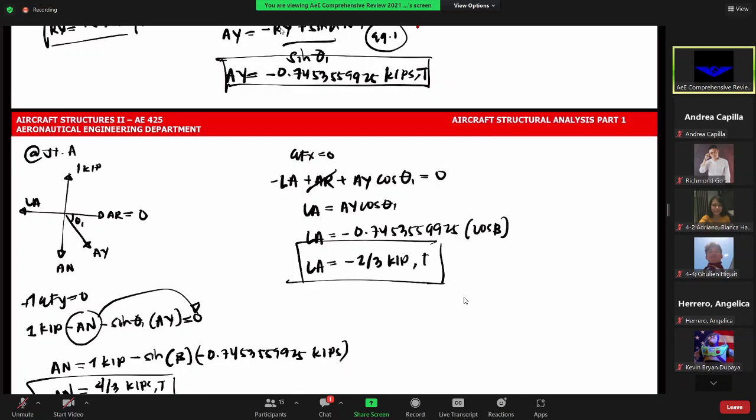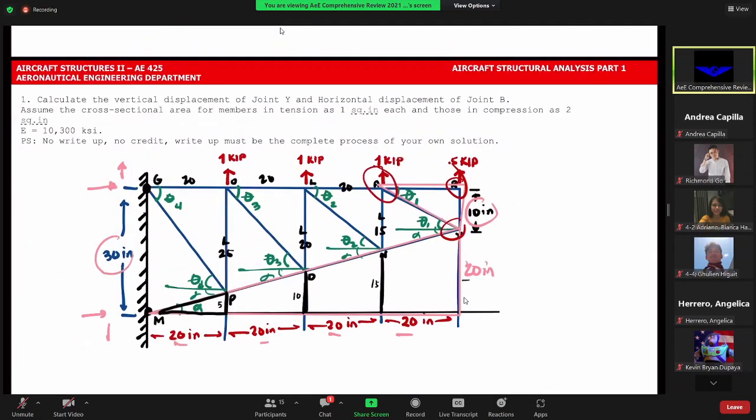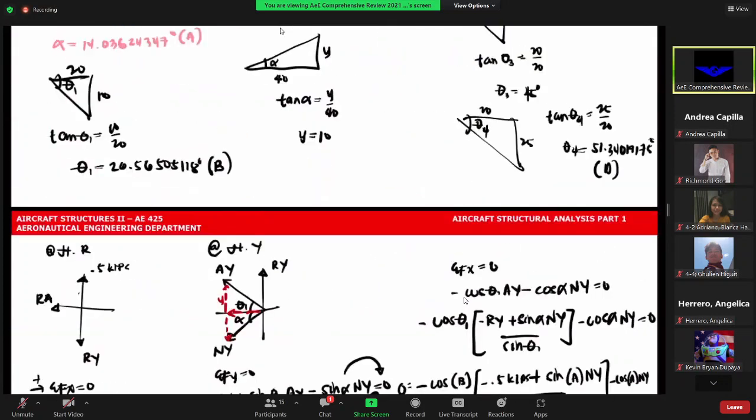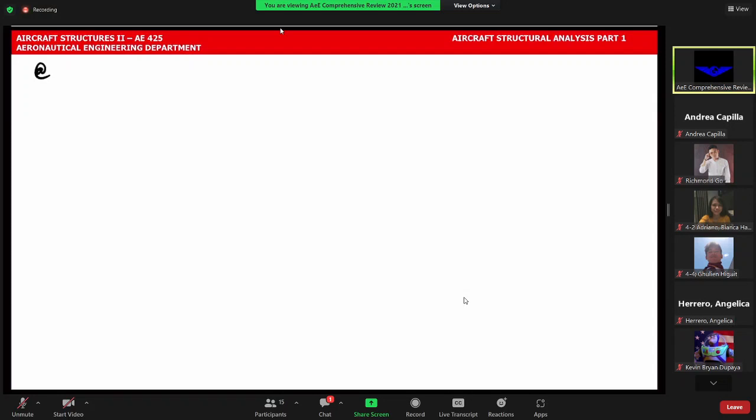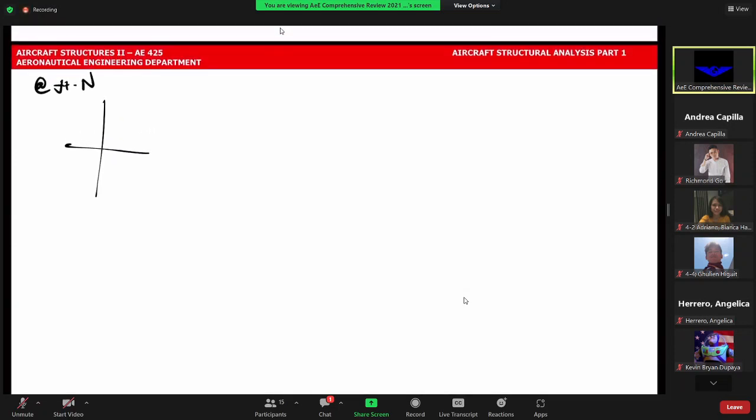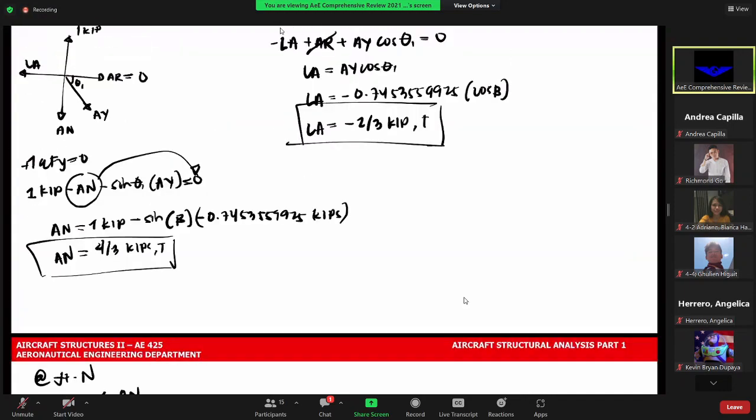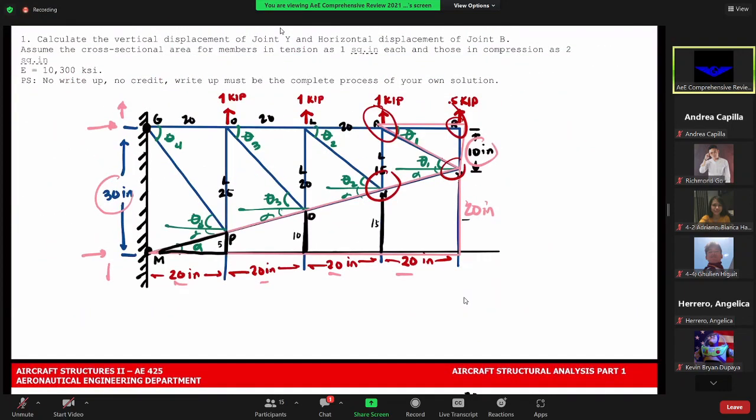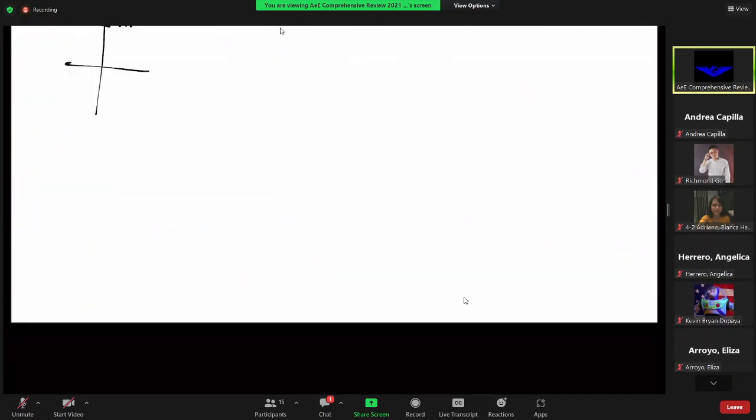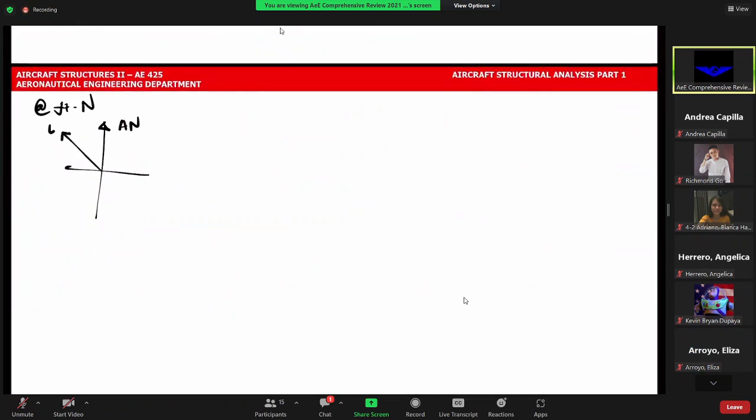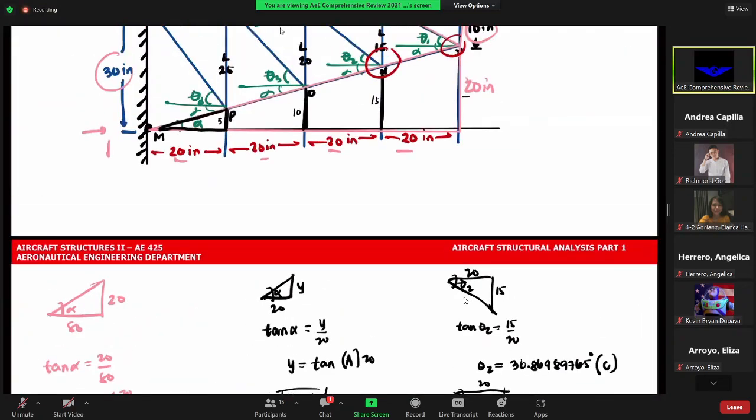Okay, so that finishes joint A, we can now proceed to joint N. So joint N. At joint N, just draw again a free body diagram. So we have An, right. What else? So we have Ln, this is Ln. And then Dn, and then Ny. Okay, Ln, it is slanted like this. And then this is Ny, right? So Ny and Dn.